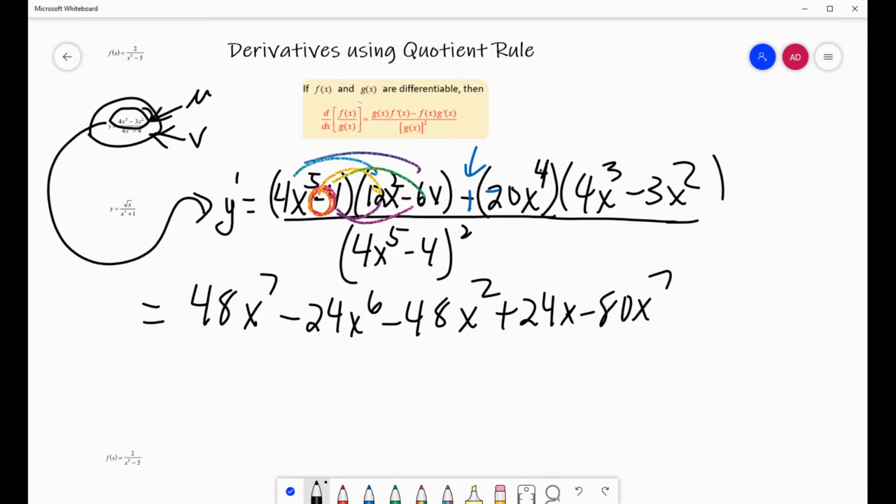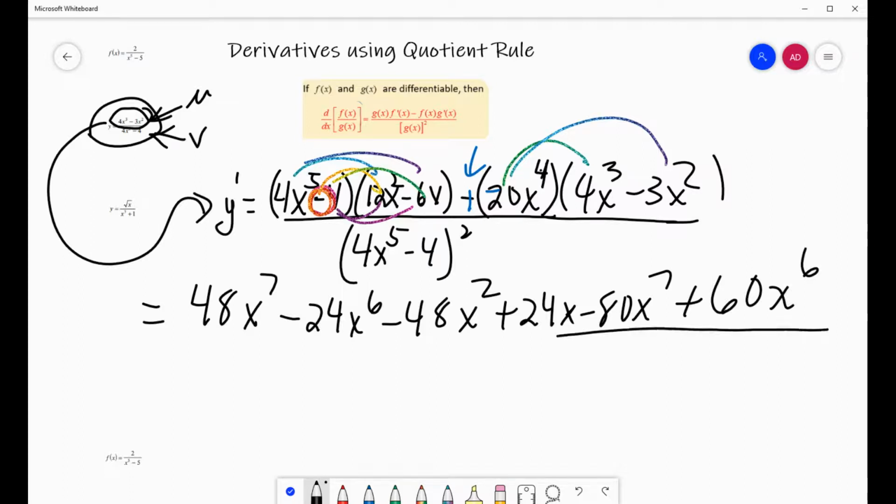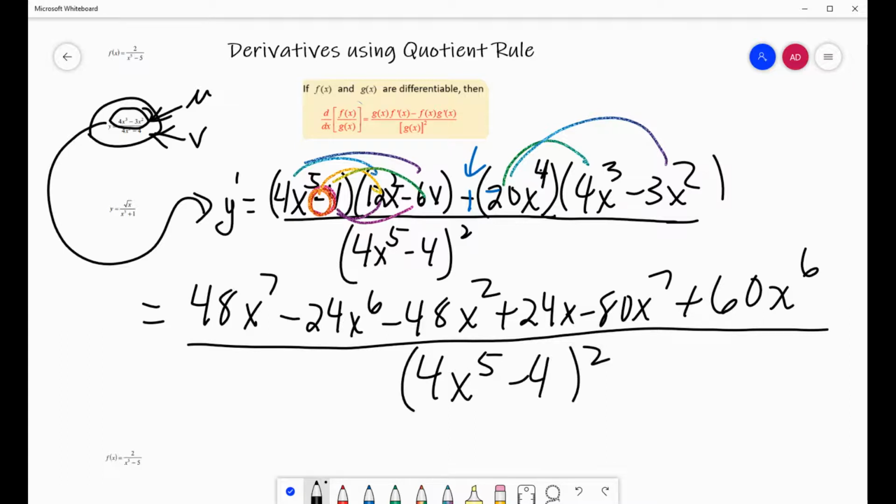Okay, let me spray the screen a little bit. Okay, so I'm distributing. This piece went to here, and that one's going there. So I end up getting a negative 20 times a negative 3, which is a positive 60x to the 6th, because remember, when you multiply like bases, you add the exponents.